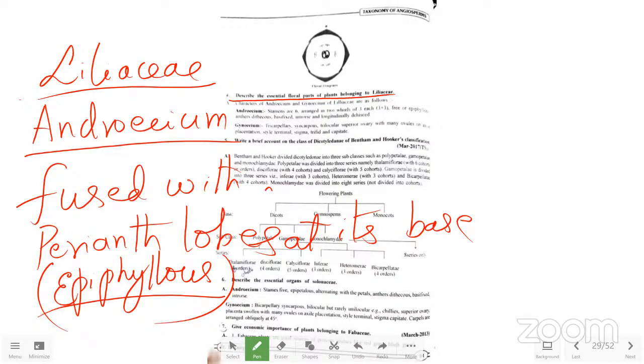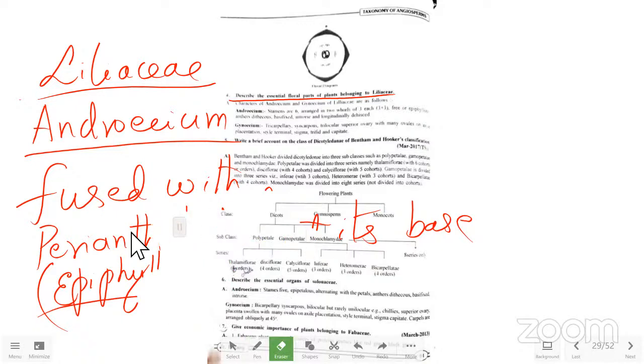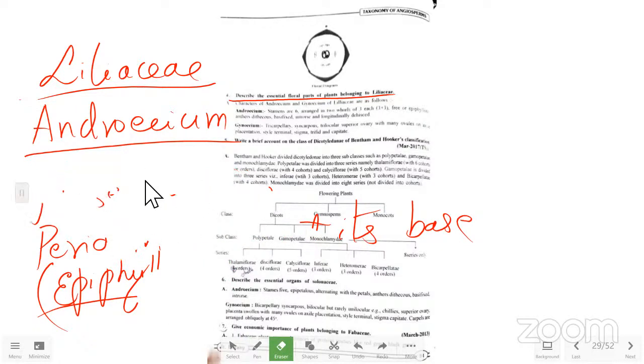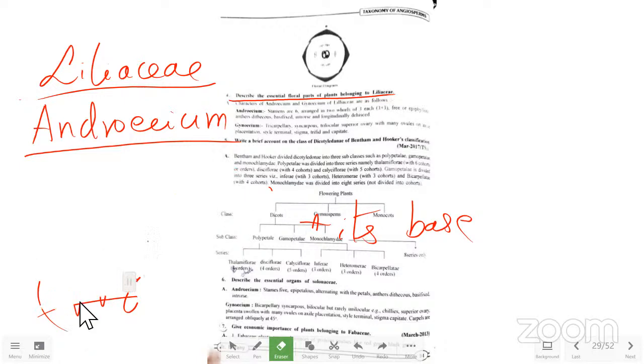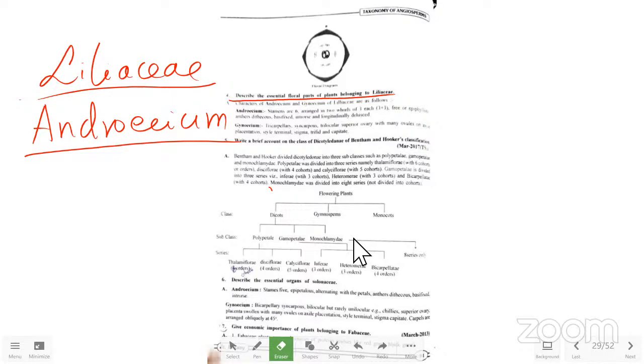And the next one, now we have to write about the anther lobe. The anther lobe is dithecous, basifixed, introrse, and the dehiscence occurs in a longitudinal manner. That much. So how to draw the diagram? We will discuss, I'll draw the diagram also. First of all, we'll finish off with the gynoecium.